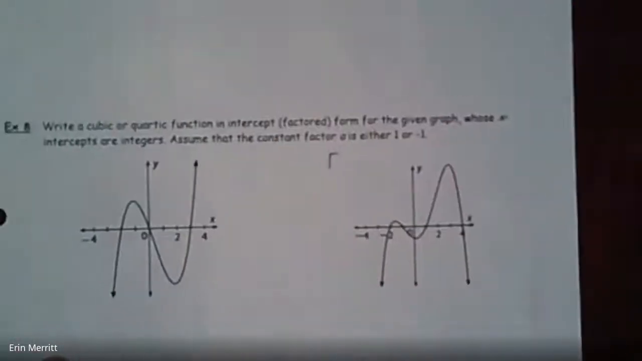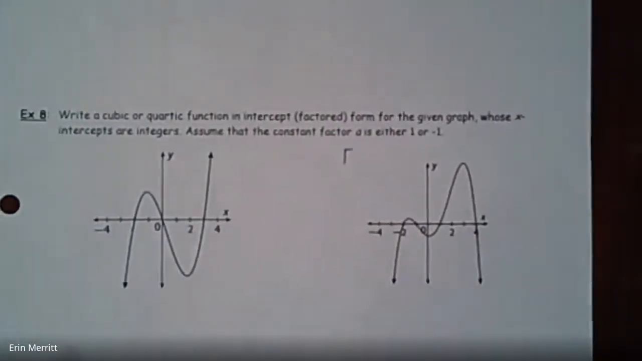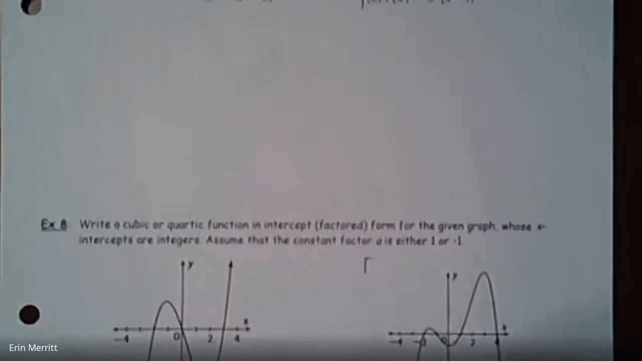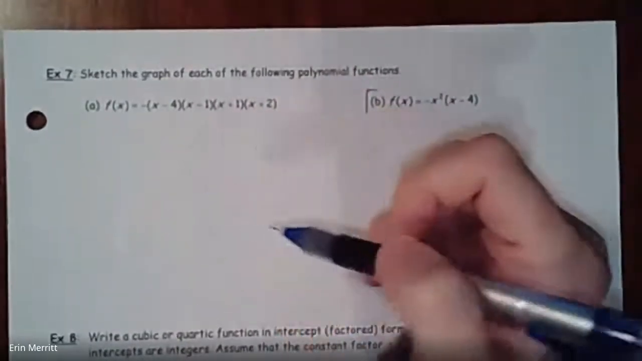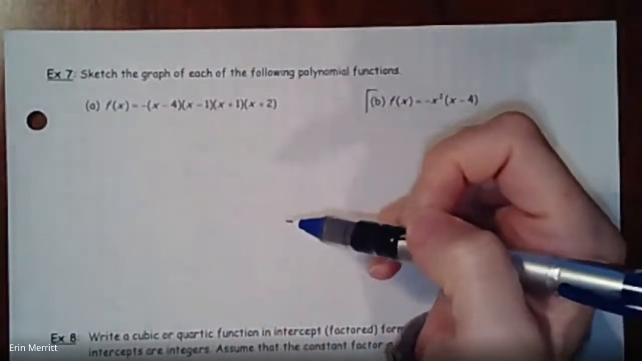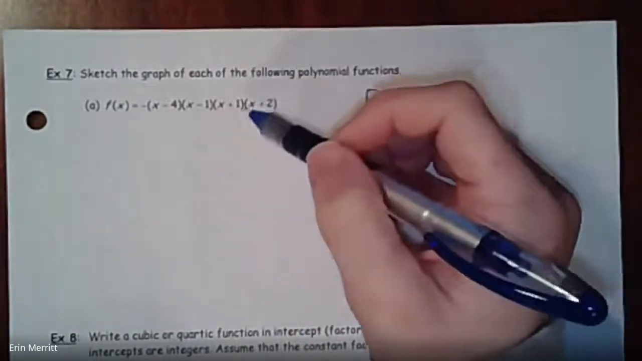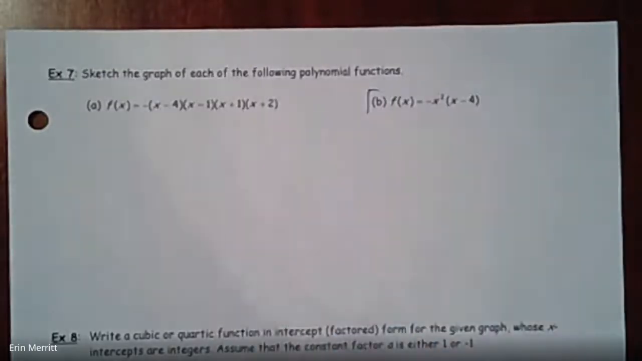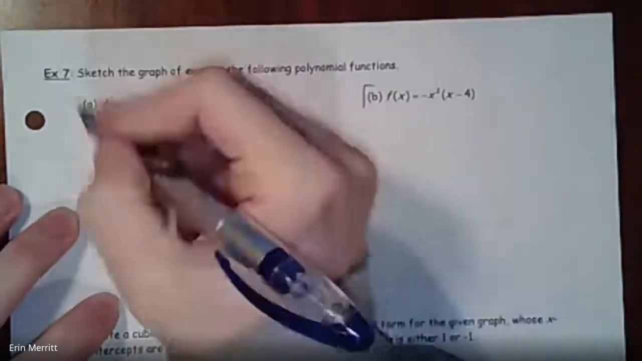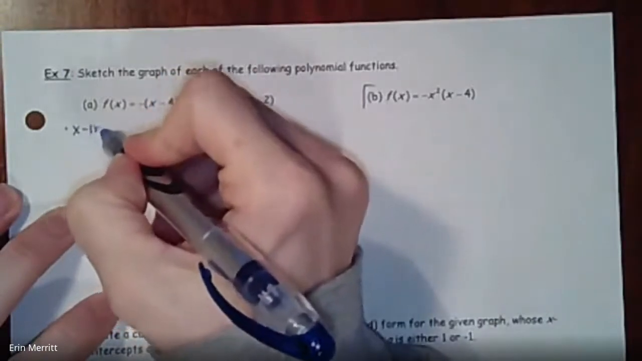All right, we have one last page to look at, and we're not going to look at all the questions on this page. We're going to save some for class. So what I'd like to do is the part A of each question. So number 7 says sketch the graph of each, and then it's just based on being in factored form already. So it's actually nice and easy. So what I want you to think of here is I need to know what the x-intercepts are.